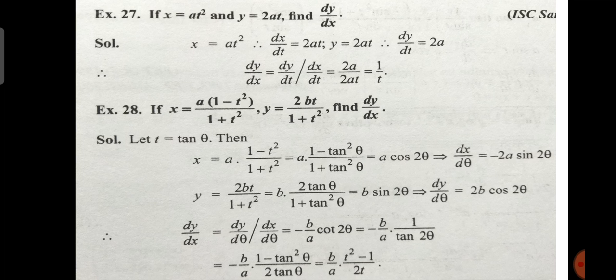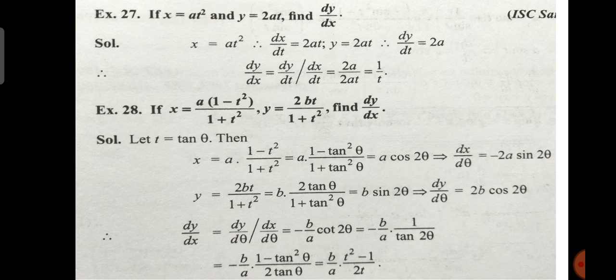x is equal to at square, y is equal to 2at. Then what is dy by dx? x is equal to at square, so what is dx by dt? 2 into at. And y is equal to 2at, then what is dy by dt? 2 into a, since dt by dt is 1, so 2a. Then what is dy by dx? dy by dt divided by dx by dt, that is 2a by 2at, which is 1 by t.